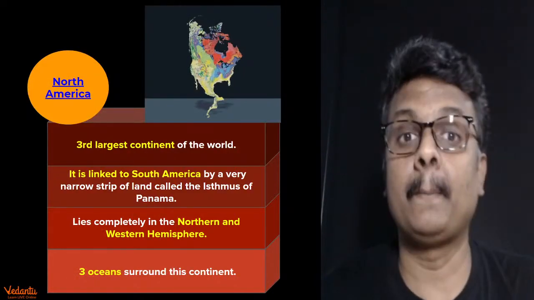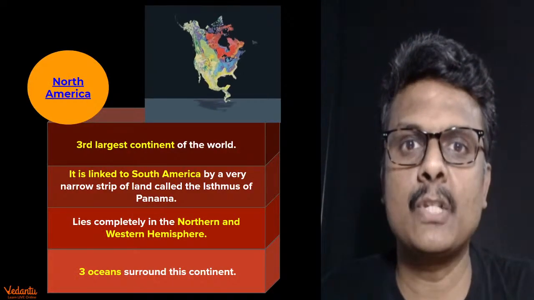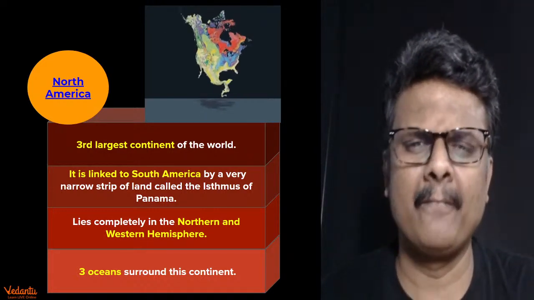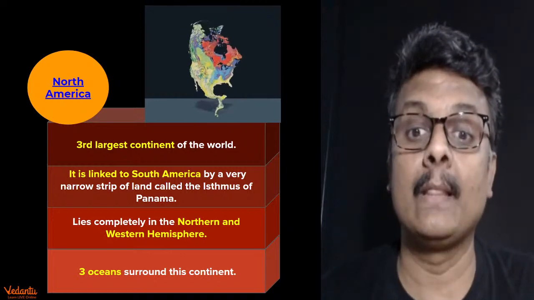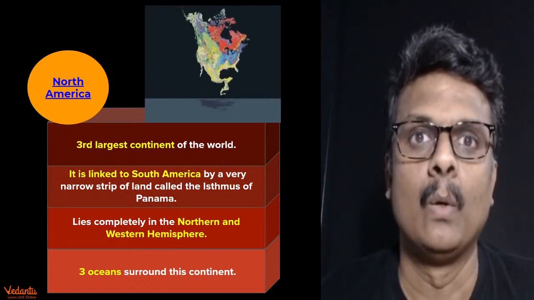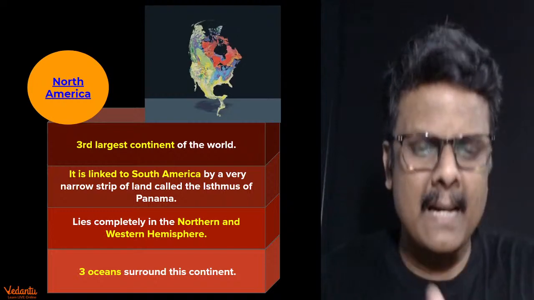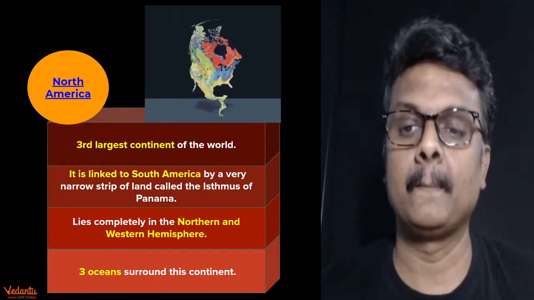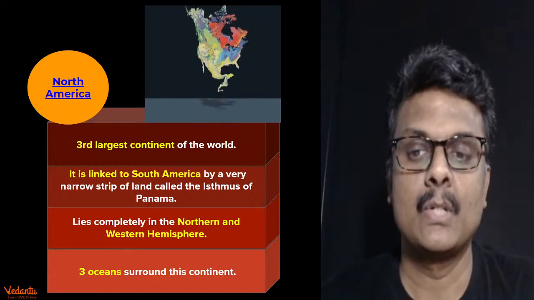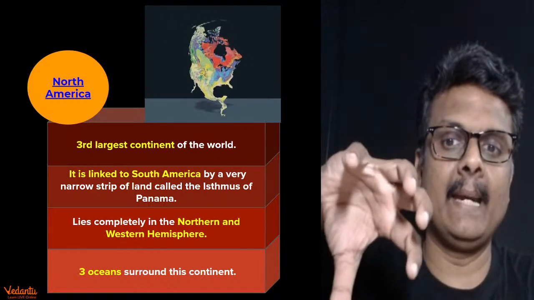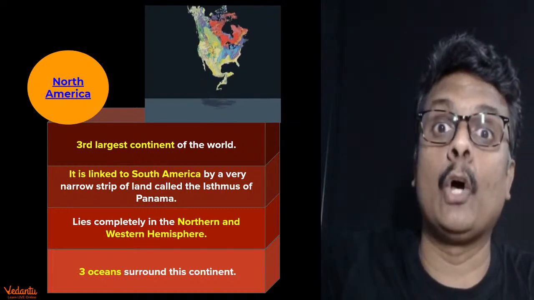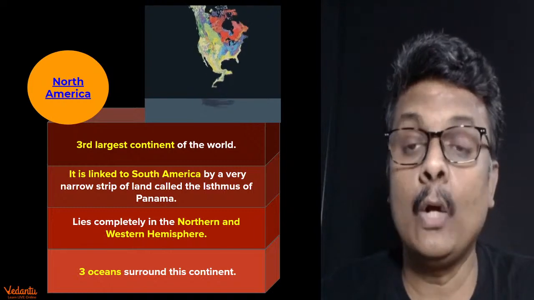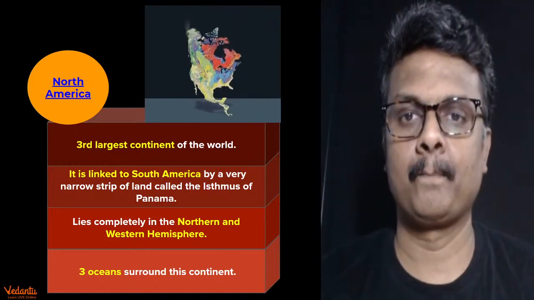So guys, about North America: it is the third largest continent in the world, and it is linked to South America by a very narrow strip called the Isthmus of Panama. The Isthmus of Panama is a thin strip of land separating North America and South America. Positionally, it is in the northern and western hemisphere, and three oceans surround North America.